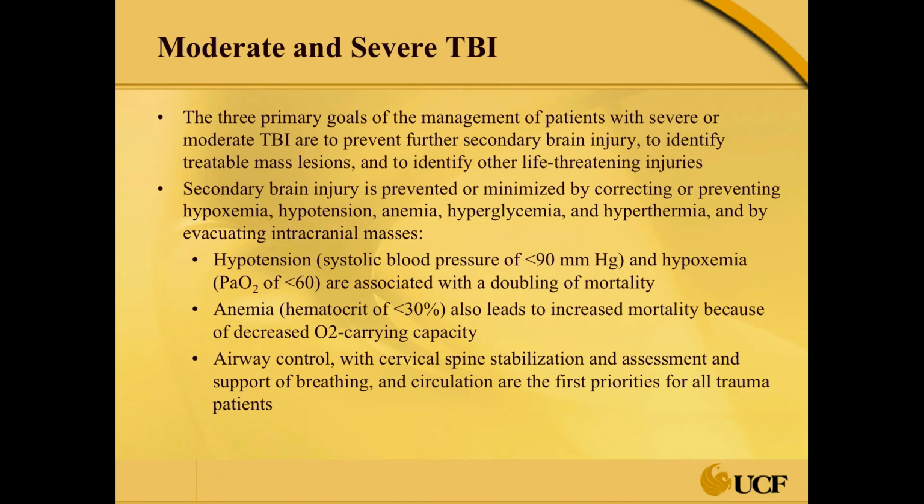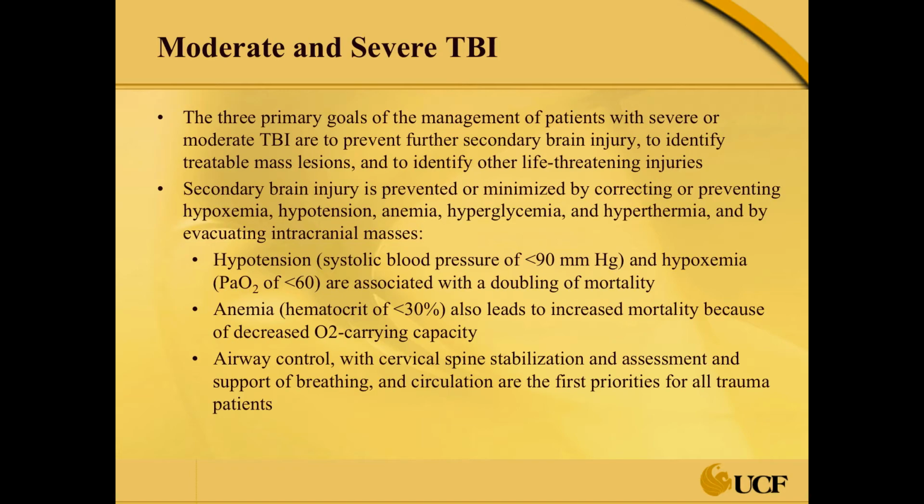There are three primary goals of the management of severe or moderate TBI: to prevent secondary brain injury, to identify treatable masses, and to identify other life-threatening injuries. Secondary brain injury is prevented or minimized by correcting or preventing hypoxemia, hypotension, anemia, hyperglycemia, and hyperthermia, and by evacuating intracranial masses. So things like hypotension of a systolic pressure less than 90 and hypoxemia of a PaO2 less than 60 have a doubling of mortality.